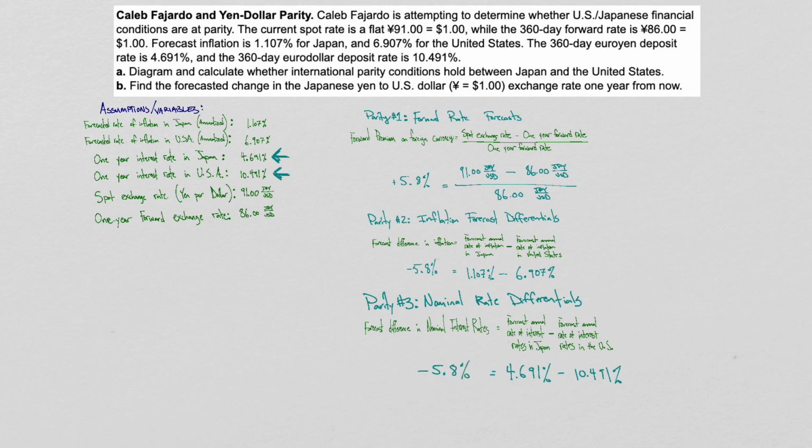So in answer to this question, whether international parity conditions hold between Japan and the United States, the answer would be yes, yes, and yes. All right, so all of these three methods, these kind of fundamental approaches, are saying that the yen will strengthen by 5.8%, or, the other side of the same coin, the US dollar will weaken by 5.8%.